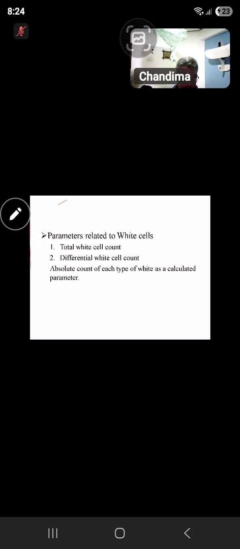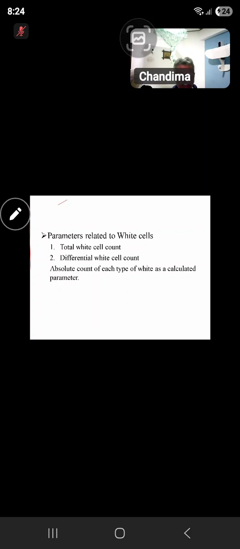Right? These are the parameters of the WBC, right? After detecting these parameters, the machine is going to give the flags. The flag means the abnormalities regarding the full blood count report. They give the flags in a separate box on the machine.